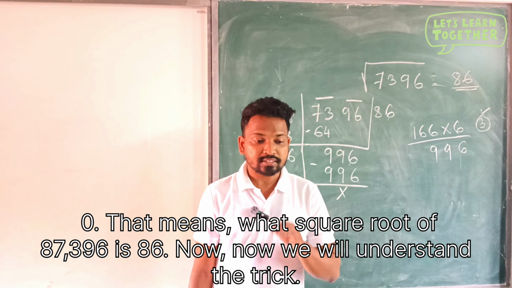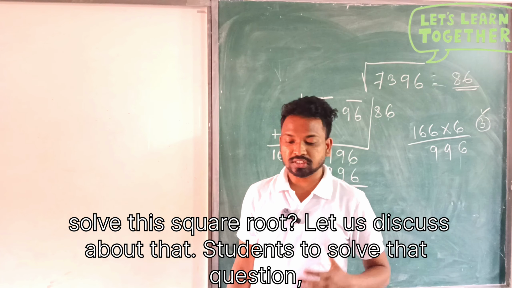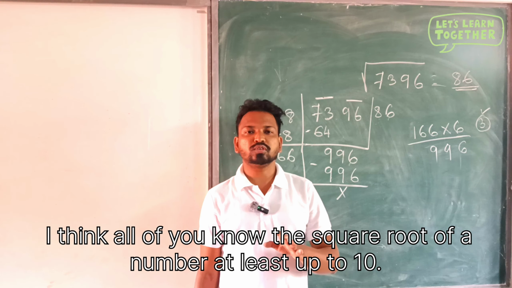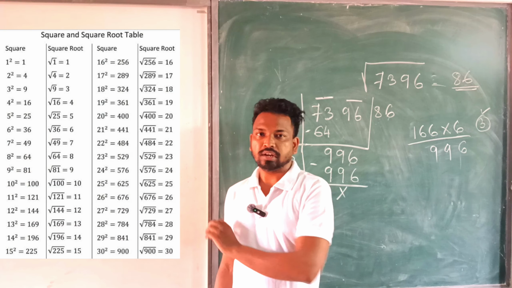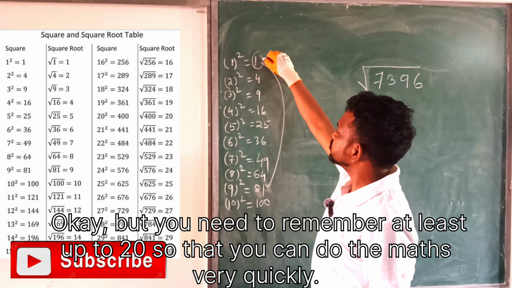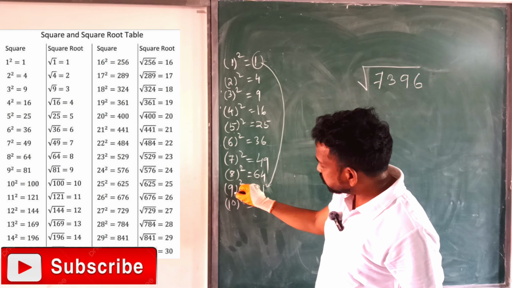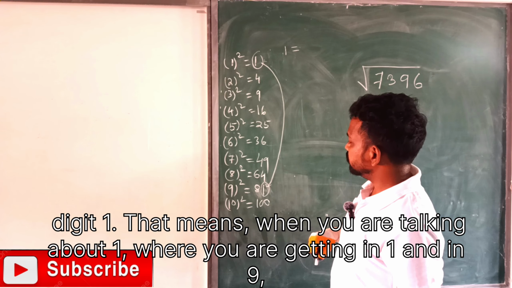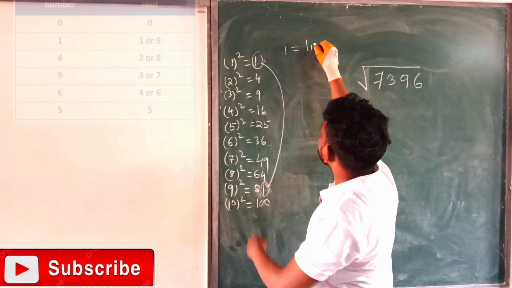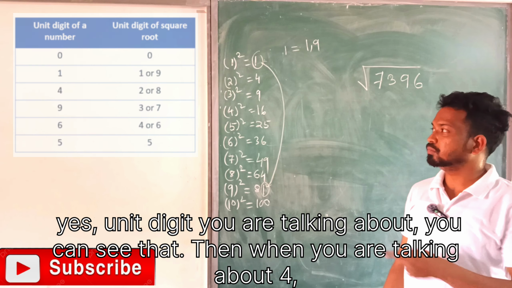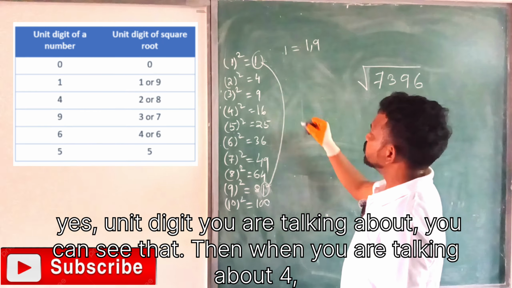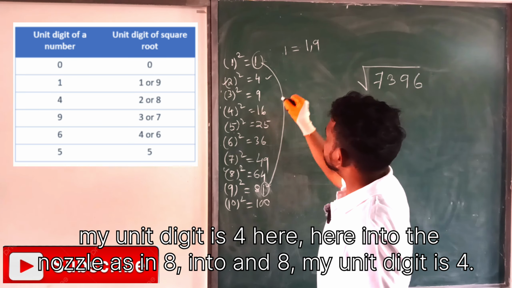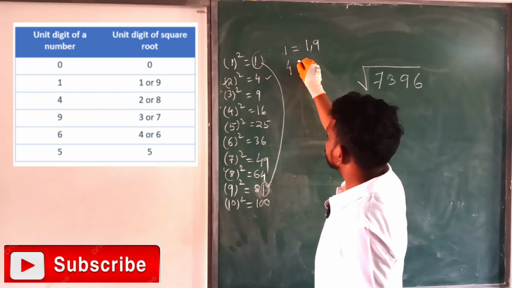Come to the main point. Within 2 minutes or less than 2 minutes, how can you solve this square root? Let us discuss that. Students, to solve that question, I think all of you know the squares of numbers at least up to 10. Now you can say, students, the square of 1 is 1, and the square of 9 also gives you unit digit 1. That means when you are talking about 1, you are getting it from both 1 and 9. Yes, you are talking about the unit digit. Then when you are talking about 4, my unit digit is 4 here, in 2 as well as in 8. In 2 and 8, my unit digit is 4.